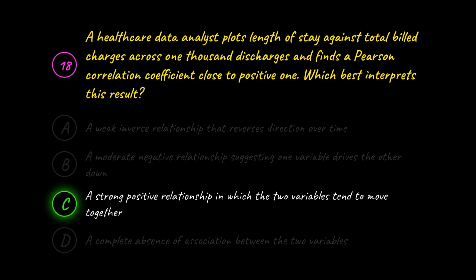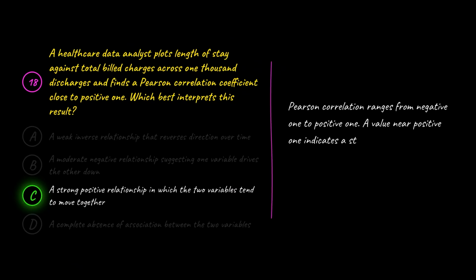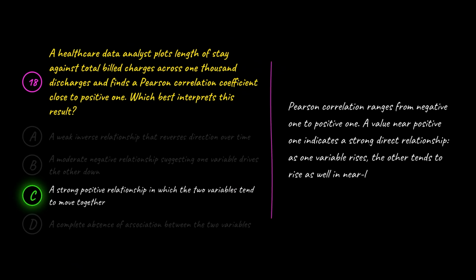The correct answer is C. A strong positive relationship in which the two variables tend to move together. C is correct because Pearson correlation ranges from -1 to +1. A value near +1 indicates a strong direct relationship. As one variable rises, the other tends to rise as well in near linear fashion. Length of stay and billed charges climbing together is exactly what would be expected.